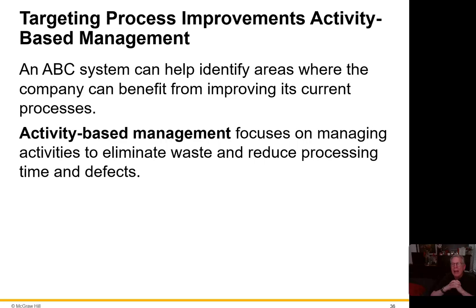Okay. An ABC system can help identify areas where the company can benefit from improving its current processes, because we can now look in a more focused way at targeting process improvements, because we have those costs broken down by activity. And so we can use this activity-based management to focus on managing the activities to eliminate waste and reduce processing time and defects.